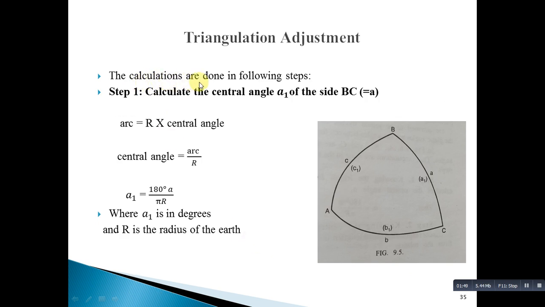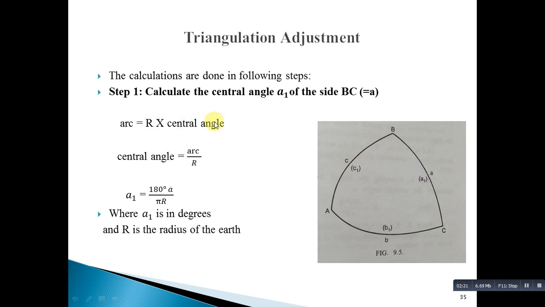The calculations are done in the following three steps. Step number 1, calculate the central angle A1 of the side BC. Here we know the length of BC, or length a, from the observation. So we can take advantage of that and calculate the angle A1 first. If we consider this an arc, then arc is equal to R times the central angle, where R is the radius of the earth. We know the length of the arc, a or BC.